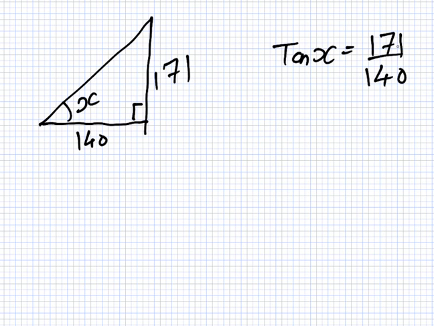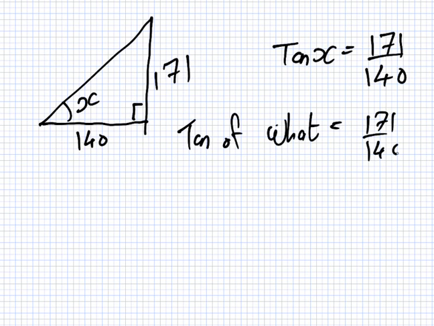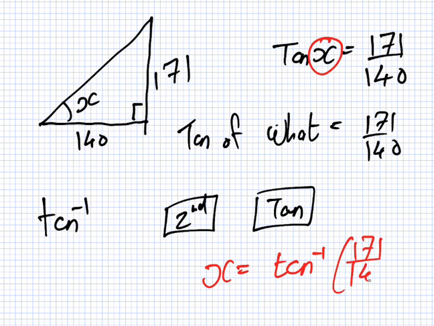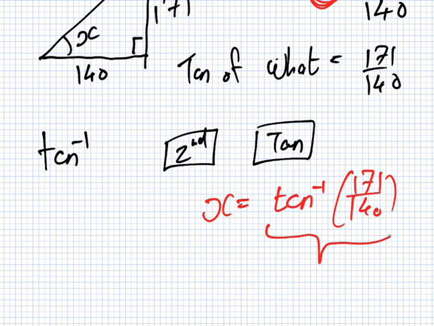Now this is something new I'm going to show you: inverse tan. What you have here is, you want to know what the x is. You want to know tan of what equals 171 over 140. So we use a function on our calculator called tan inverse, the second function of the tan button. This will tell you what the x must be. X equals tan inverse 171 over 140. The calculator can tell you what the x must be so that the tan of it is 171 over 140, and you can ask the calculator for the angle by typing this in. So what is that? 51 about.